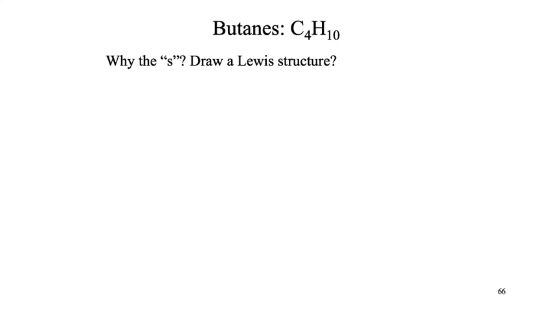Why S? There are multiple ways that we could arrange 4 carbons. Right? 4 carbons. That doesn't count. Why does that one not count? It's the exact same. So that doesn't count. How else could I arrange 4 carbons? There are multiple ways that I could arrange 4 carbons to match that formula. So there's multiple butanes possible. We have to be aware of that when we're looking at our structures.